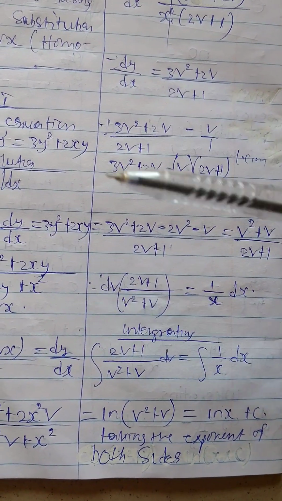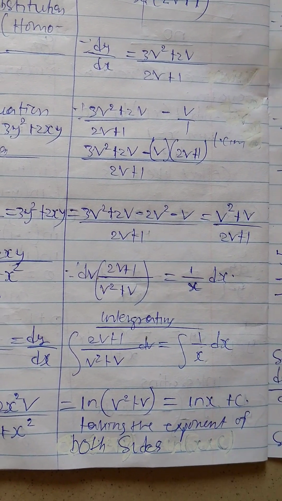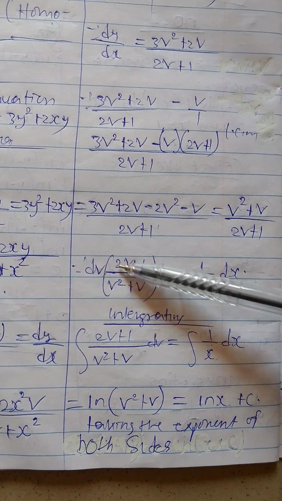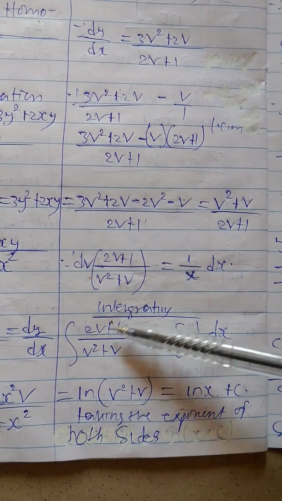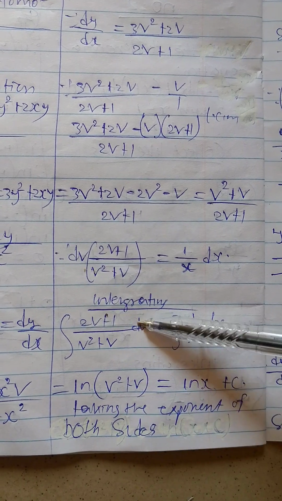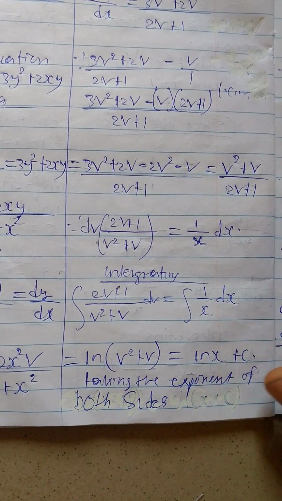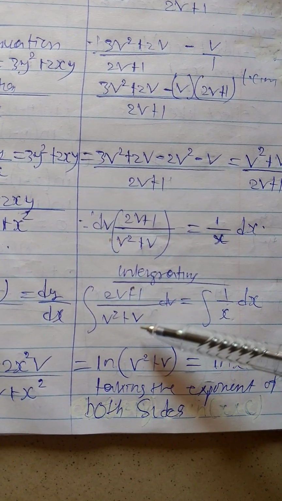Using this method, it is only applicable and is easier. Always know that dx is always 1 over x dx. So therefore, after doing that, what to do? I have to integrate this. Now integrating becomes integrating (2v + 1) all over (v squared + v) dv is equal to integrating 1 over x dx.